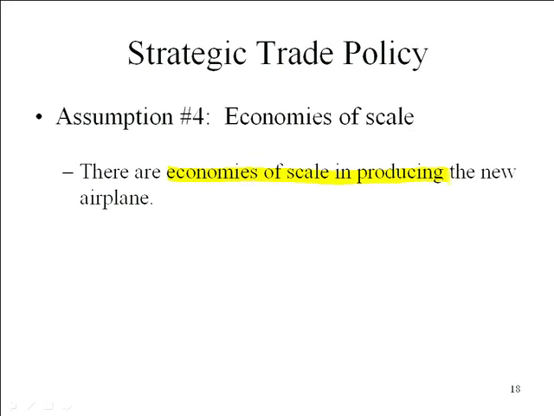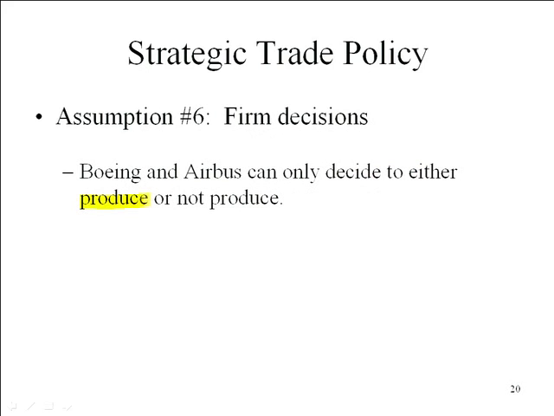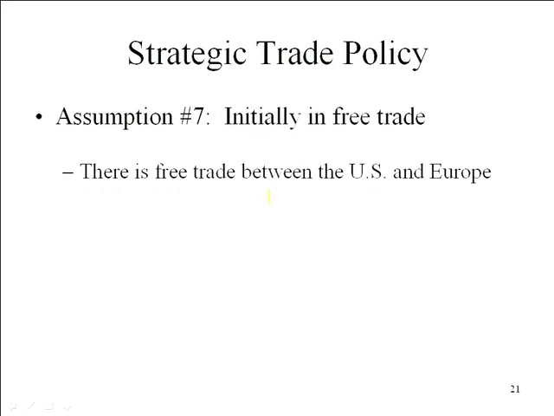down as well. We're going to start by assuming that both companies have exactly the same cost structure. So neither has a comparative advantage in the production of this new airplane. And the decision is, I'm either going to produce or I'm not going to produce. I don't know what other decision you could make, produce half an airplane. And we'll assume that there's free trade, or at least no trade barriers.